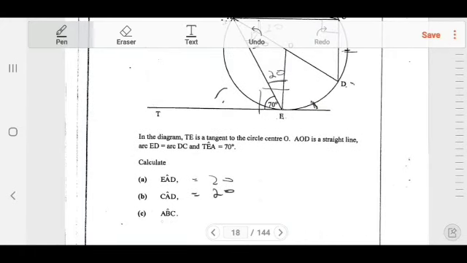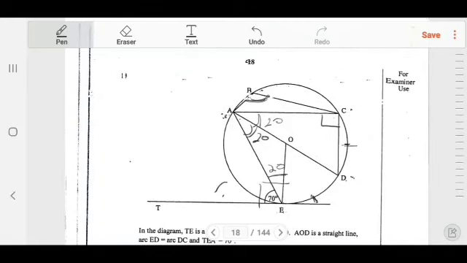Okay, so now we're on ABC. ABC is this one, so it's this one. Okay, so how can we approach that one? We know that this one is 20, this one is 90, so we can find this one. So let's say 180 minus 20 plus 90, which is going to be 70. So this one is 70.